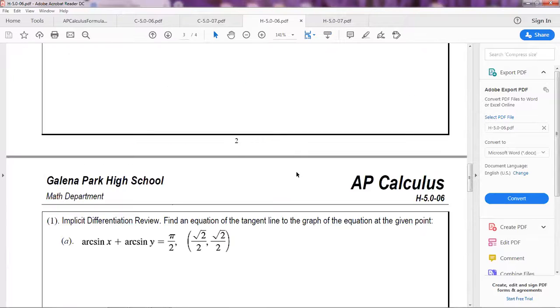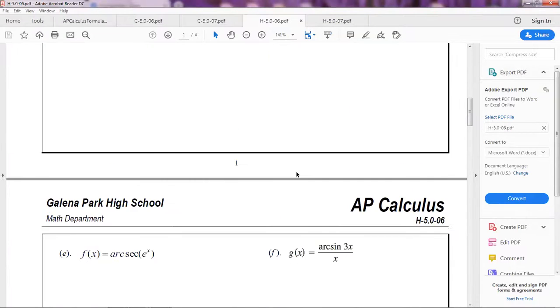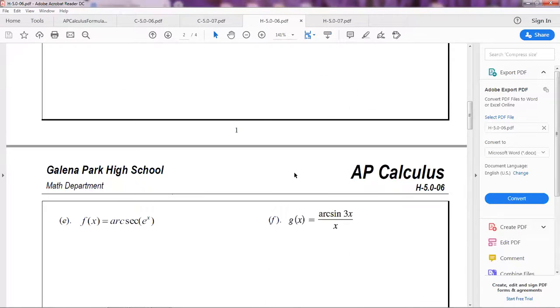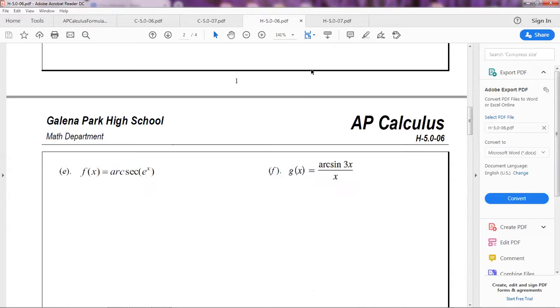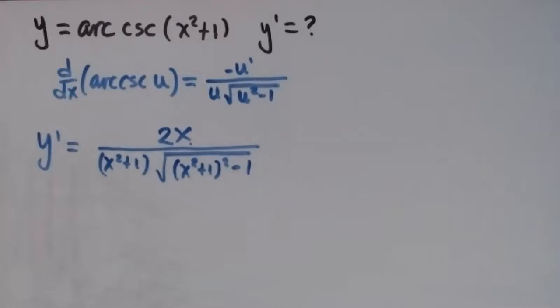So you have two pages with 8 derivatives, correct? And then you have these problems of find the equation of the tangent line. Those are always very, very common in calculus. Okay. So let me just go here.